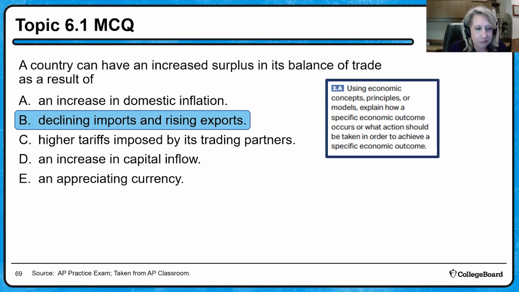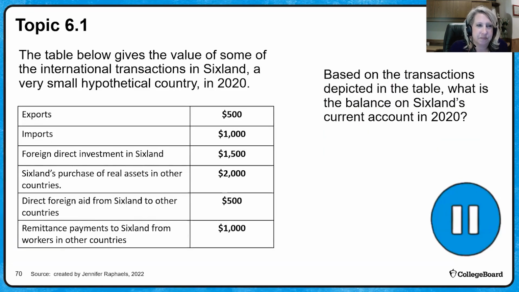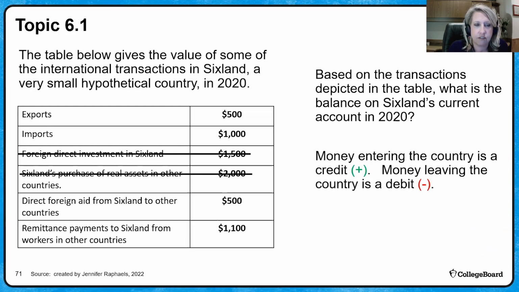You got one more in you, a couple more in you? All right, so here is a very typical balance of payments question. We've got the value of some international transactions in our hypothetical country of Sixland. What is the balance on Sixland's current account? So we are looking for only those current account transactions: imports, exports, foreign aid, remittance payments. That's what goes in our current account. So let's cross off our foreign investment, purchase of real or financial assets. That's a capital and financial account transaction.